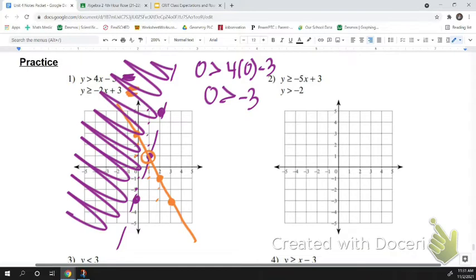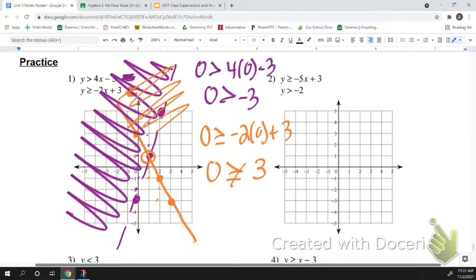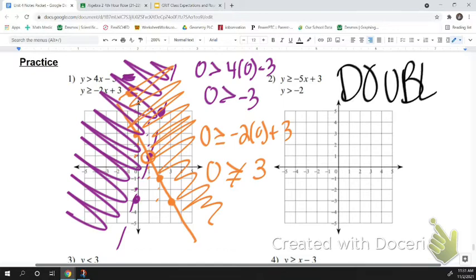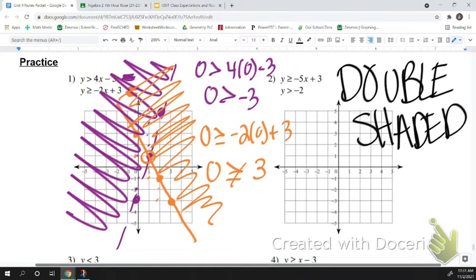I'm going to test the point for my second equation in orange here. Is 0 greater than or equal to +3? No, that's false. So I'm going to shade on the opposite side of the origin. Where is my solution region now? Double shaded. Love it. Double shaded is your solution region.